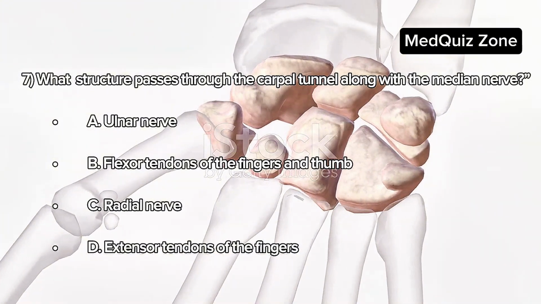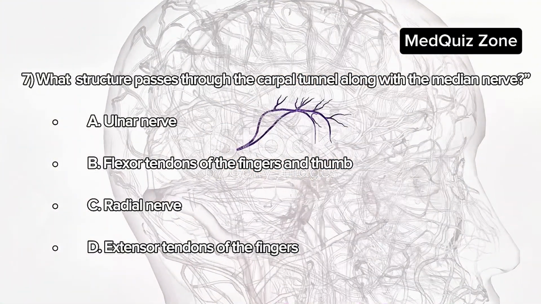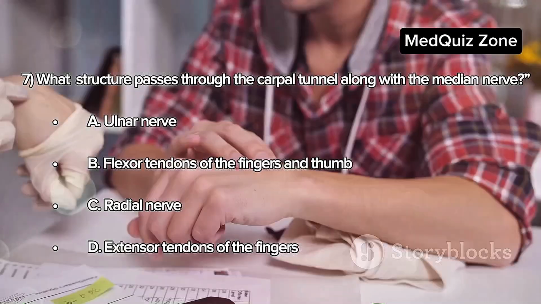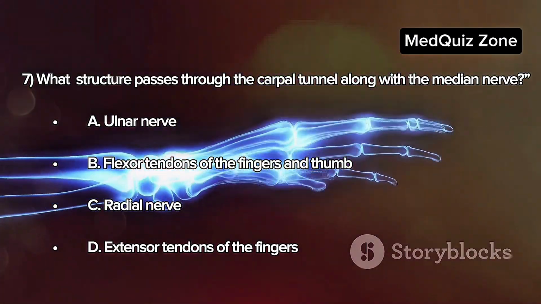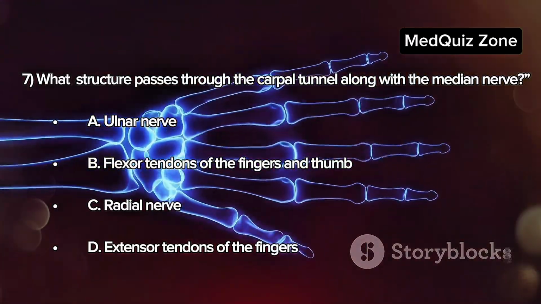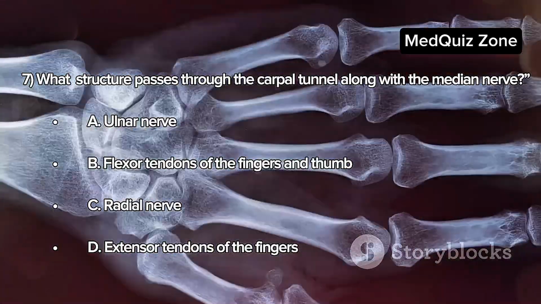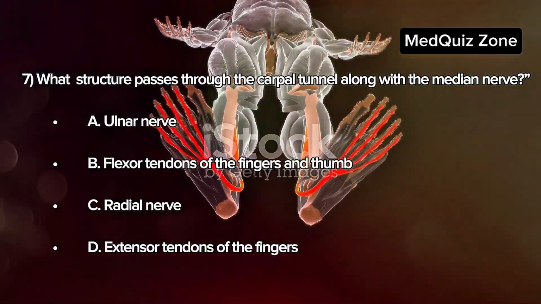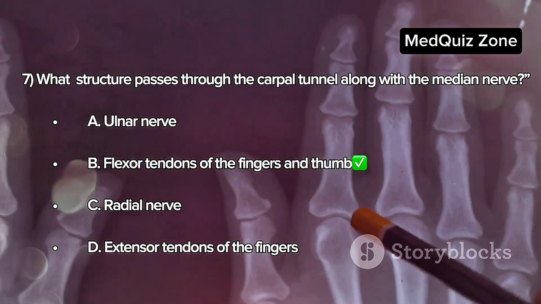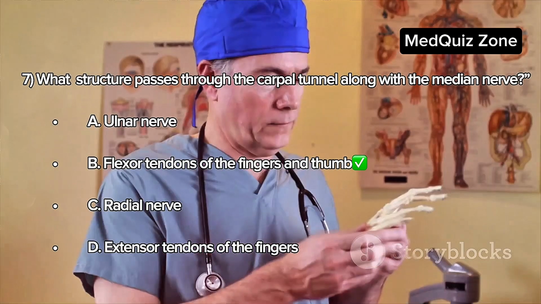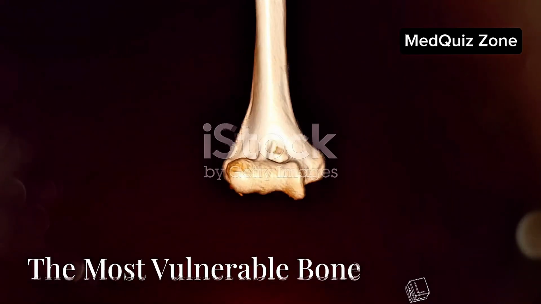Question 7. What structures pass through the carpal tunnel along with the median nerve? Your options are A, the ulnar artery and ulnar nerve, B, flexor tendons of the fingers and thumb, C, the radial nerve, or D, extensor tendons of the fingers. The carpal tunnel is a narrow, rigid canal formed by the carpal bones and the transverse carpal ligament. The correct answer is B, flexor tendons of the fingers and thumb. Specifically, 9 flexor tendons pass through the carpal tunnel, so it's the median nerve and these 9 flexor tendons packed into that small space.